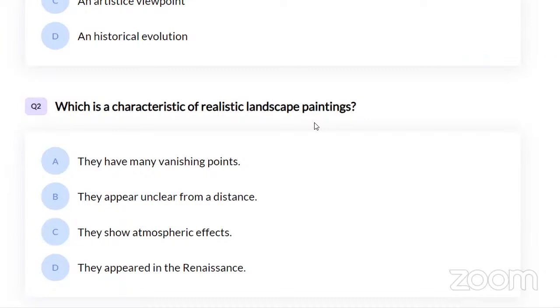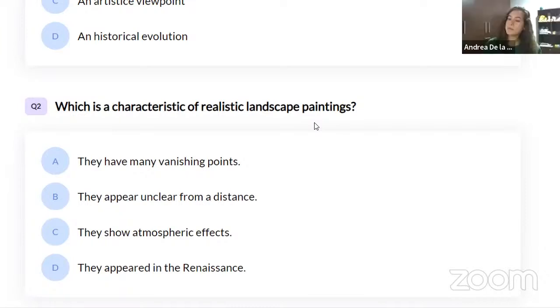Letter C. Okay. Yes, do you guys agree? Yes, letter C. All right, perfect. Because these realistic landscape paintings were used to give examples of aerial perspective. And if you understand what aerial perspective is, then you know that aerial perspective is related to air, right? To the atmosphere. So yes, they show atmospheric effects.